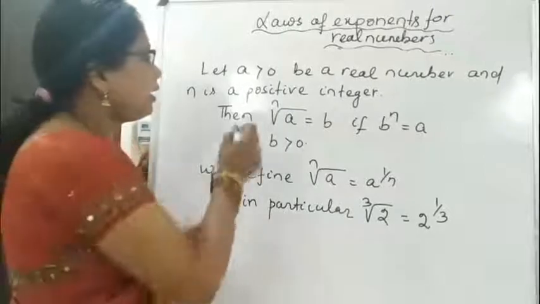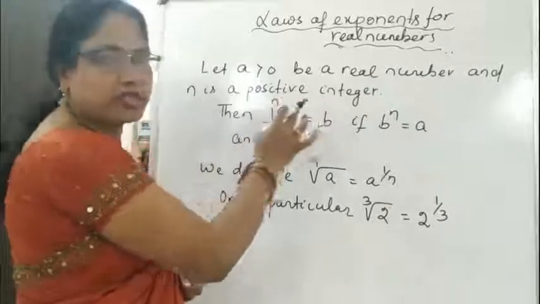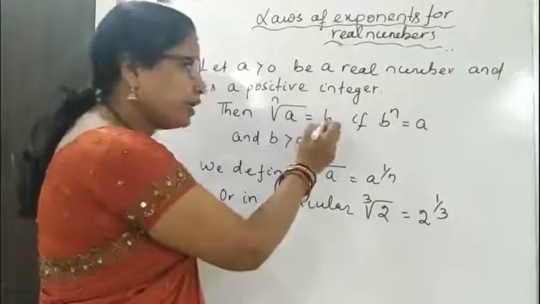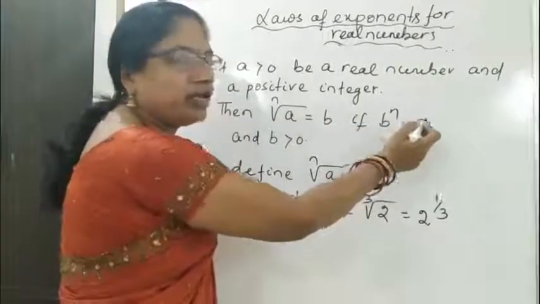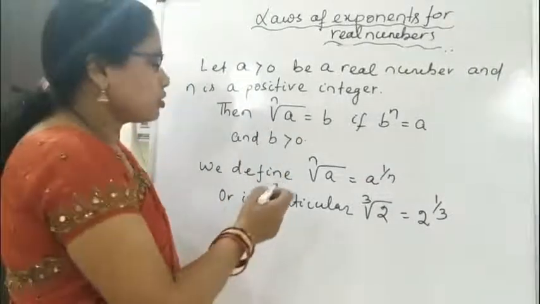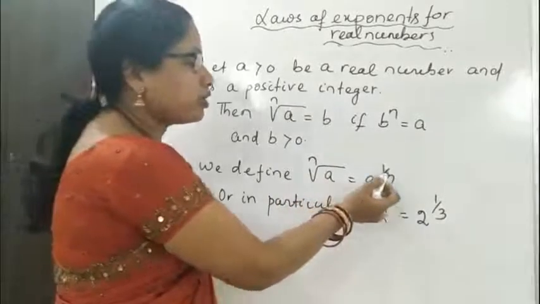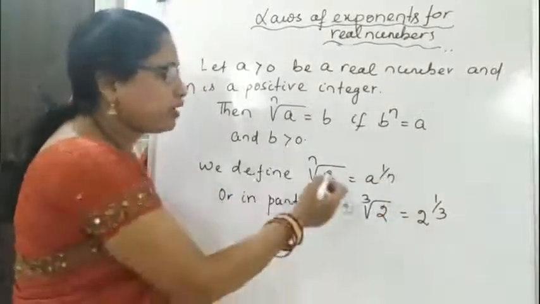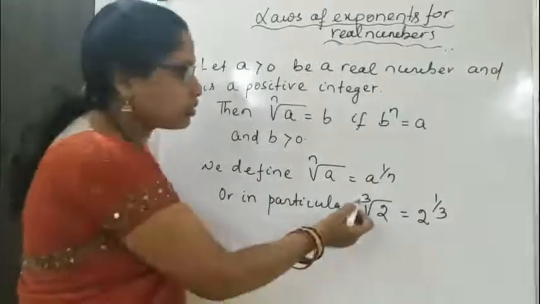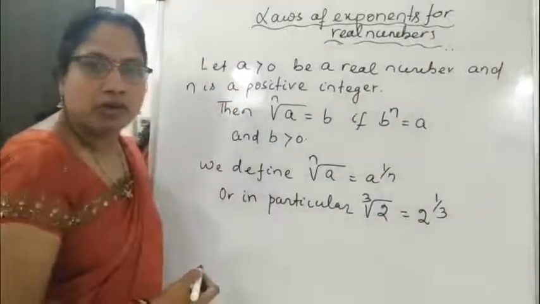Here, let a be a real number greater than 0 and n a positive integer. Then the nth root of a is equal to b if b to the power n is equal to a, and b is greater than 0. So we define the nth root of a as a to the power 1 by n. In particular, if we consider a equal to 2 and n equal to 3, the third root of 2 is equal to 2 to the power 1 by 3.